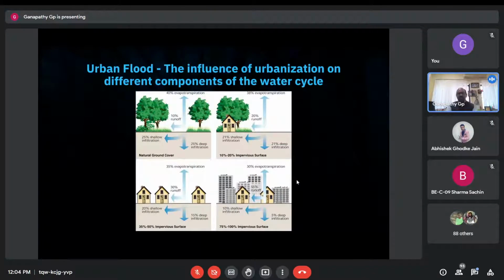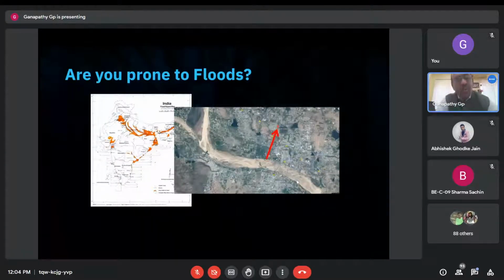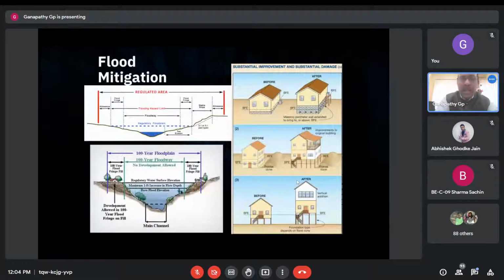And we have urban floods, because you don't have space to infiltrate. That's why in places like Mumbai, you get an urban flood. You need to know whether you are prone to flood where you are, and what kind of measures you can take. Some flood mitigation measures are available: avoid further construction in flood-prone areas, raise the floors, and other things. You can go for mitigation measures.